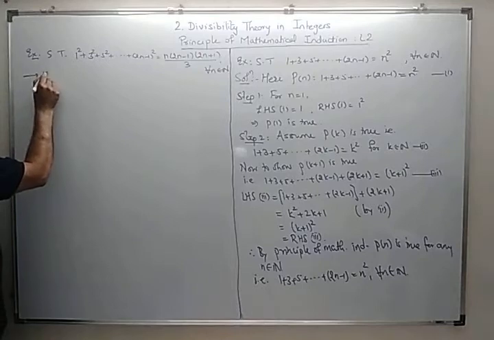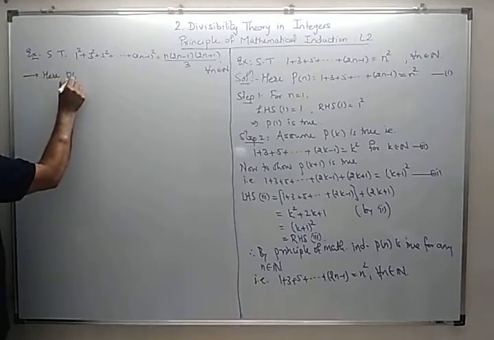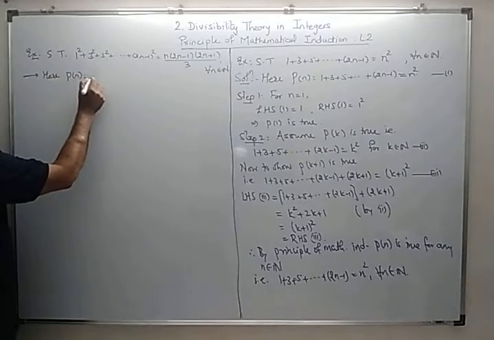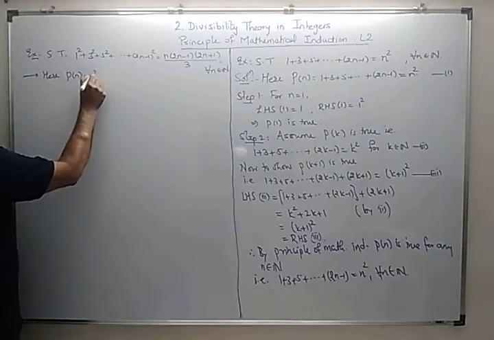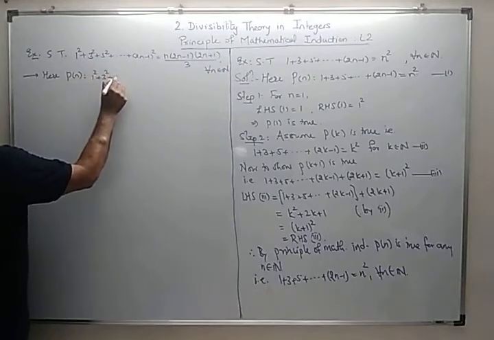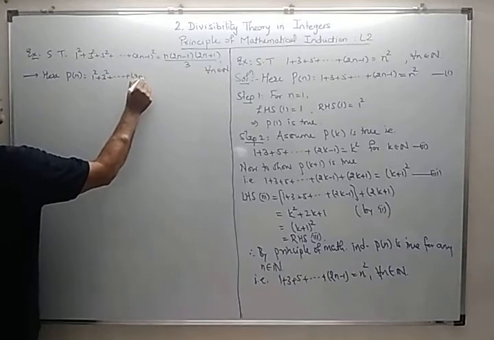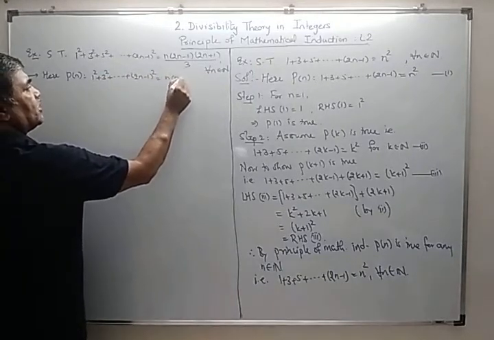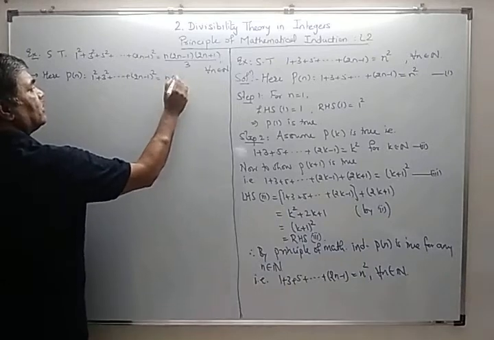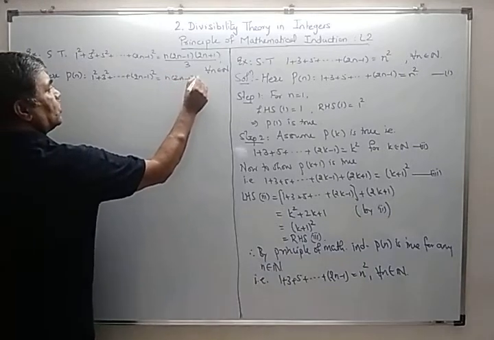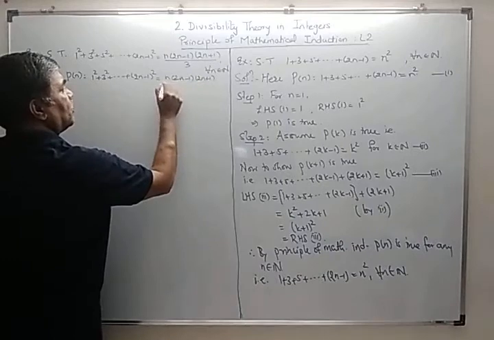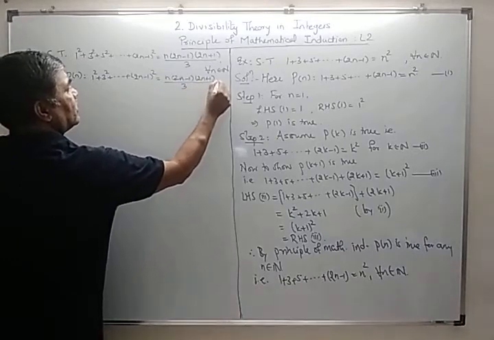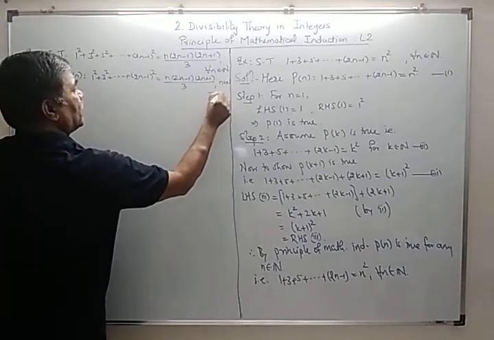So here the statement P(n) is nothing but 1 square plus 3 square plus and so on up to (2n minus 1) square is equal to n(2n minus 1)(2n plus 1) upon 3, n belongs to N. This is my 1.